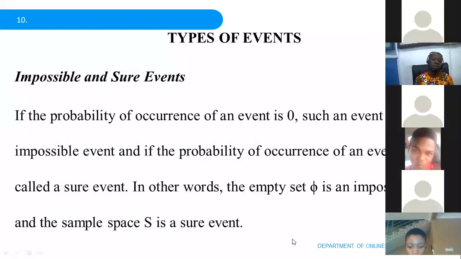So if you toss a die once, this is a sure event. The sample space cannot be empty because you are definitely going to get a result if you toss a die. You cannot get empty. You will definitely get something, either 1, 2, 3, 4, 5, or 6. So it's a sure event.